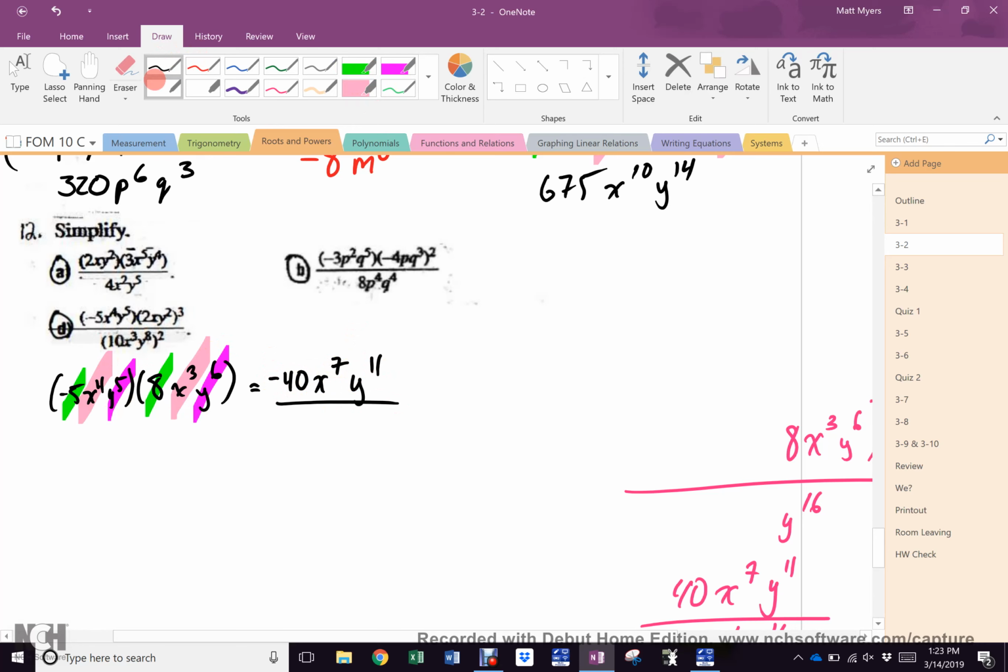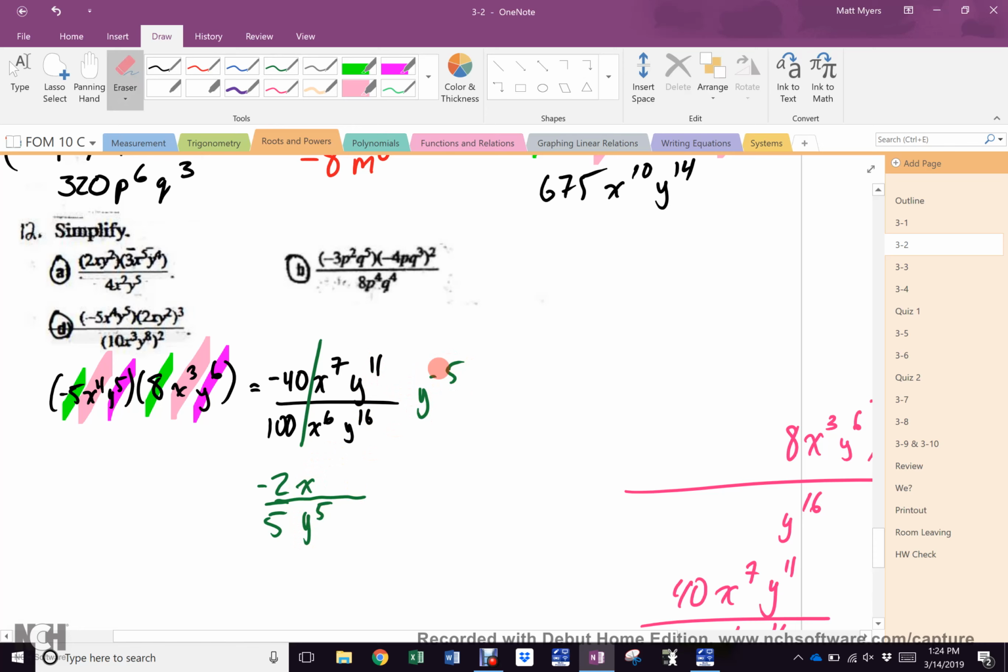Now what did I have underneath? I've got to deal with this, don't I? What is 10 squared? 100. What is x cubed squared? X to the 6th. What is y to the 8th squared? Y to the 16th. Numbers with numbers. Negative 40 over 100 becomes negative 2 over 5. 7 and 6, x to the 1. Do we write 1? No. 11 and 16, y to the negative 5. So that isn't allowed, so it comes down there.